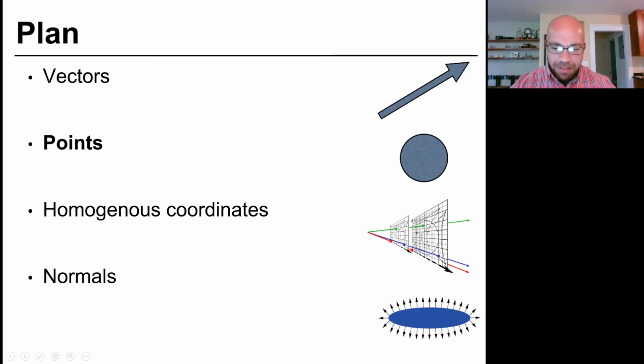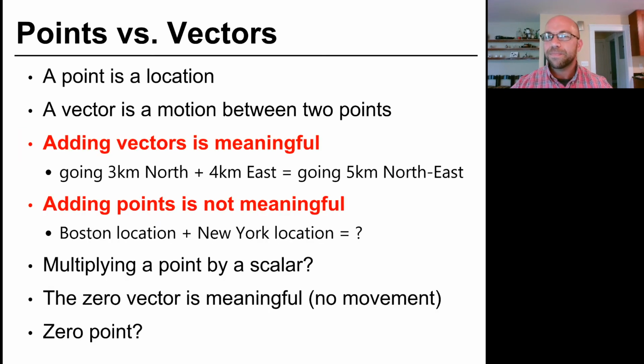Okay, so from that last perspective, this leads us to talk about points, right? Remember, points are locations in space rather than displacements. So we can do things like add vectors together, but we can't do things like add points together or scale points or anything like that. Although we could add a vector to a point, right? That's like displacing the point.